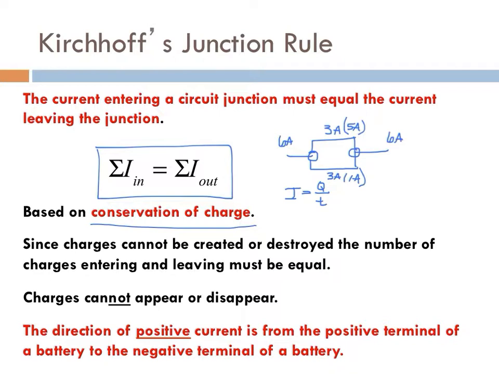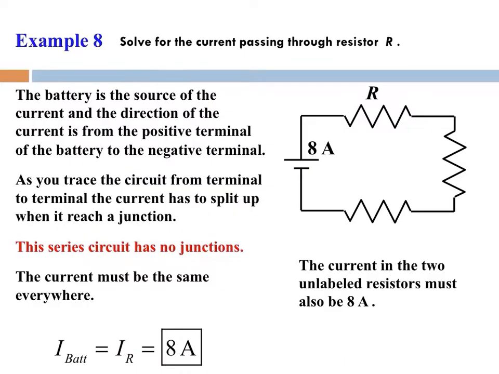Also remember that the direction of the positive current is from the positive terminal of a battery to the negative terminal. Again, we're saying that the protons are moving here, even though we know that actually the electrons are the ones that move. So again, in this example, we're looking at current.